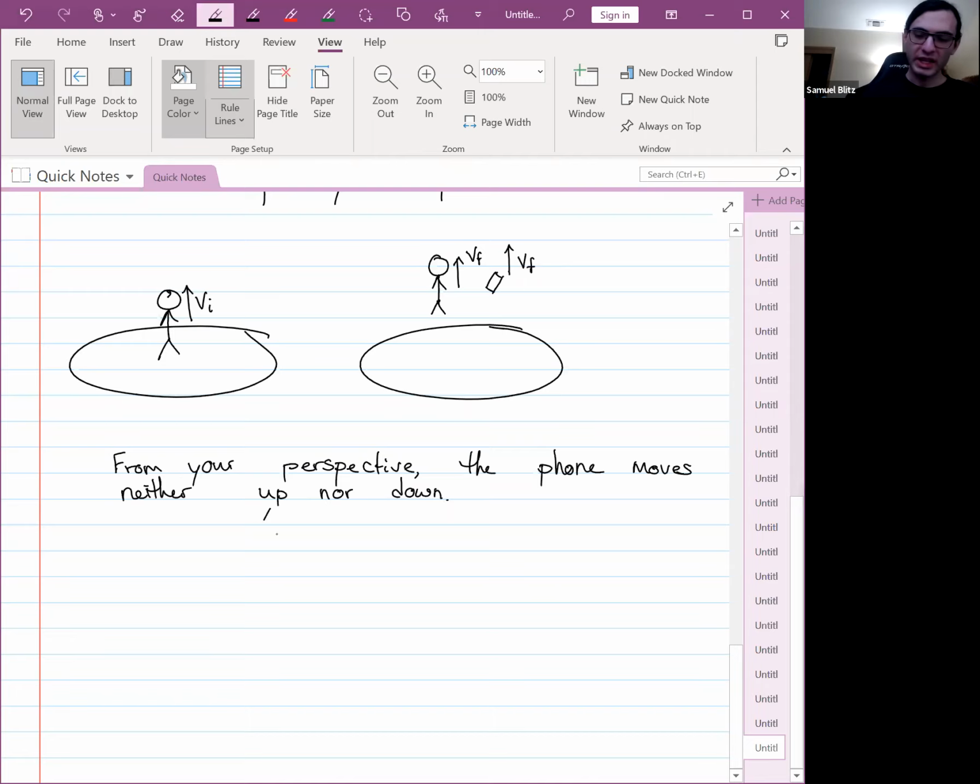And so in this sense, it's floating. And it's floating in exactly the same sense that astronauts are floating. And so we could say that the phone is in 0G. This notion that things that are just flying through the air are floating, are in 0G, is called free fall.